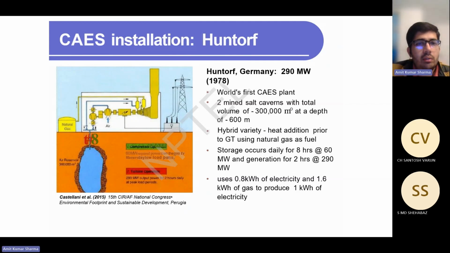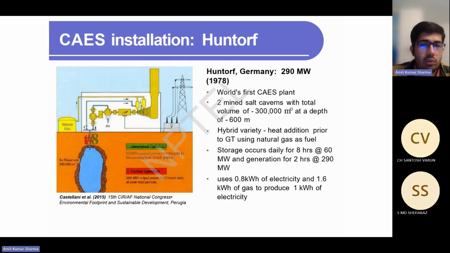So this is one installation in Germany. It was 290 megawatt, 1978, the world's first compressed air energy storage plant. Two mine salt caverns with a total volume of 300,000 cubic meters at a depth of 600 meters. Hybrid variety, heat addition prior to gas turbines using natural gas as a fuel, and storage occurs daily for 8 hours at the rate of 60 megawatt and generation for 2 hours at 290 megawatt.